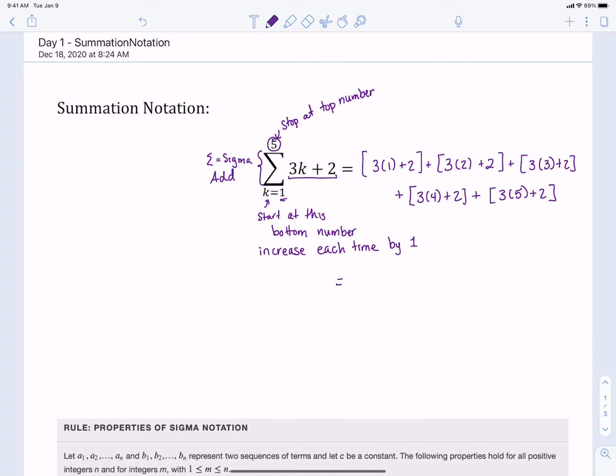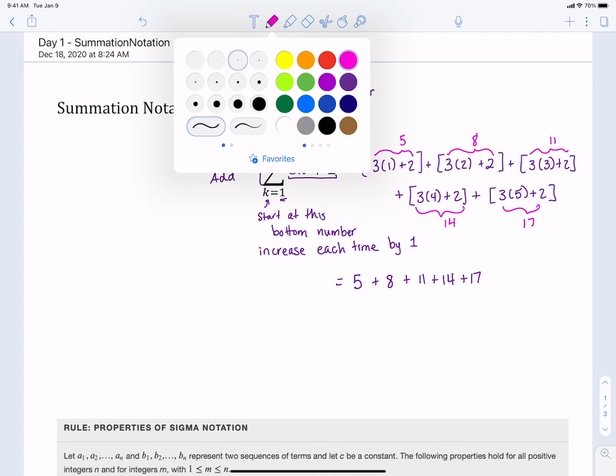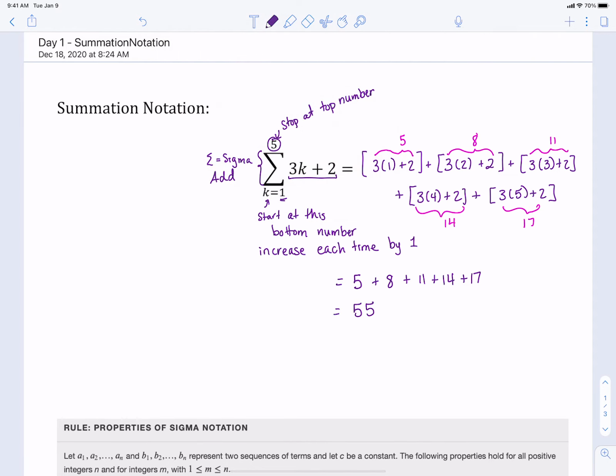Really this is mostly a lot of arithmetic. When we plug in 1, we get 5. When we plug in 2, we get 8. When we plug in 3, we get 11, then 14 and then 17. Those numbers are literally what we get from doing this little bit of arithmetic: 5, 8, 11, 14, and 17. When we add them up, we get 55. So overall, the sum from k equals 1 to 5 of 3k plus 2 is 55.